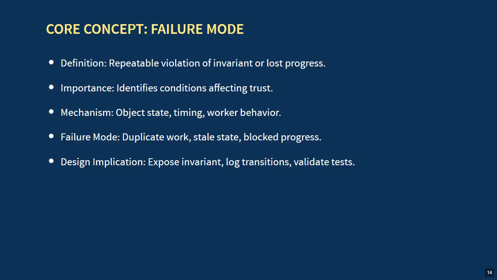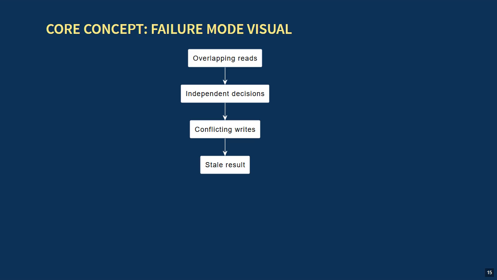Failure mode refers to a repeatable way our system can violate an invariant or lose progress. By understanding failure modes, we can better analyze how to maintain system integrity even under demanding conditions. This failure mode diagram highlights the path from a plausible execution to a broken invariant. Use it to identify which assumption fails and what evidence would prove the failure is real.